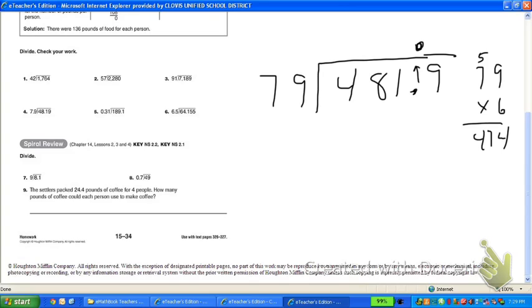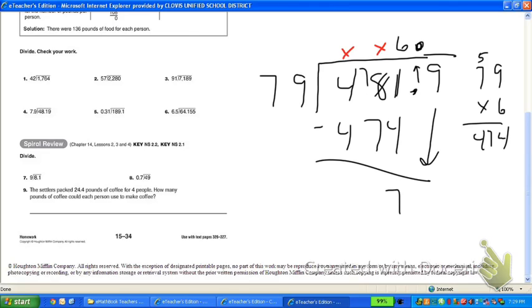Now 79 is not going into 4. It's not going into 48. It's going into 481. So my number needs to go right there above the 1. And 481 minus 474 equals 7. So then bring down my 9, and 79 goes into 79 one time. So my answer for number 4 is 6.1.